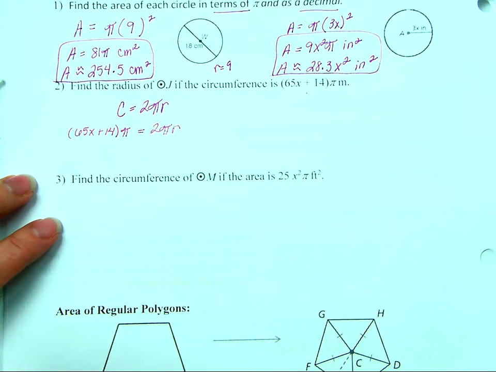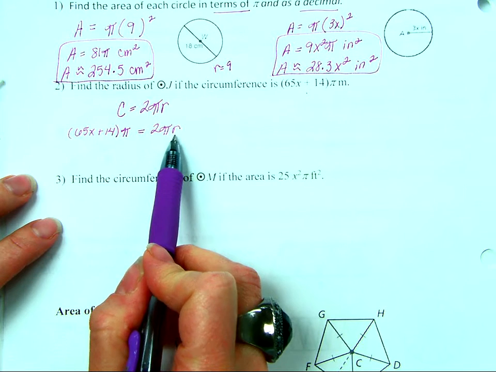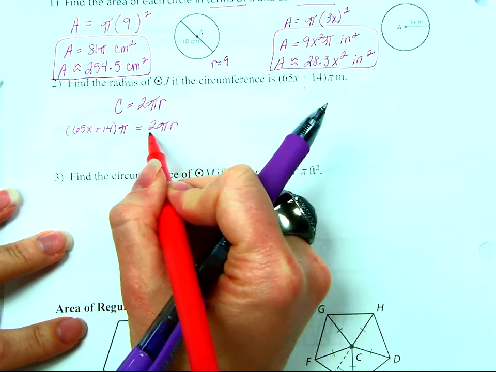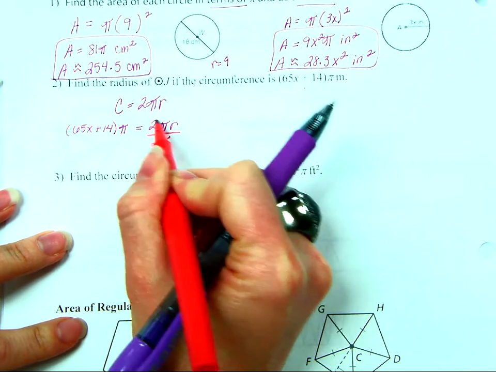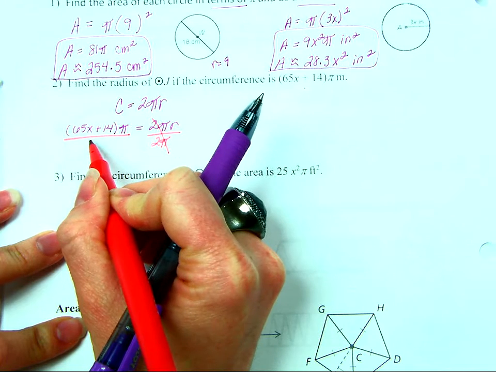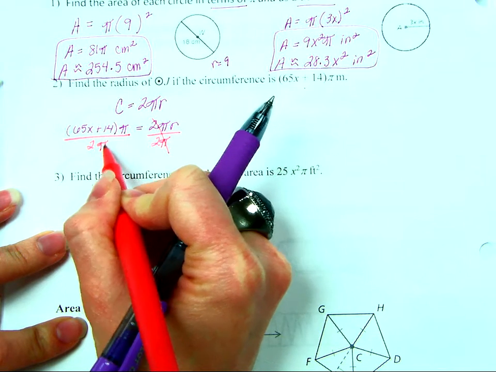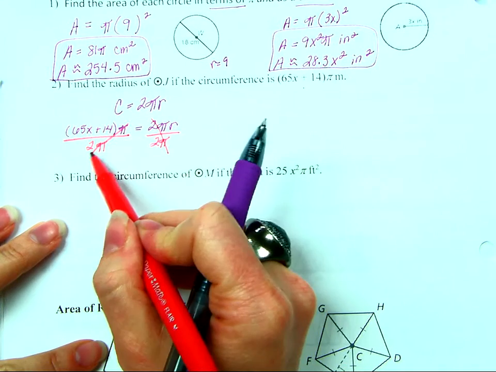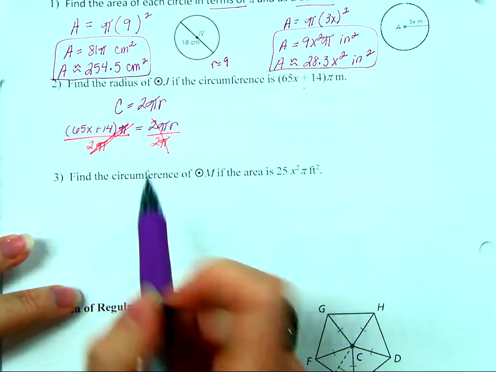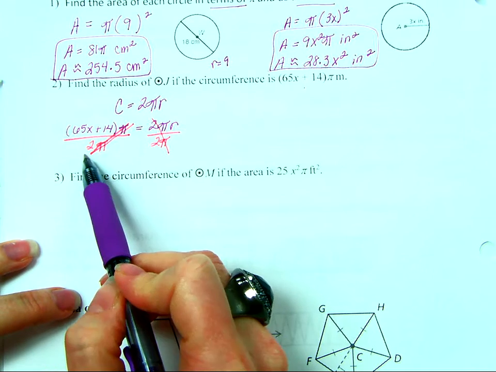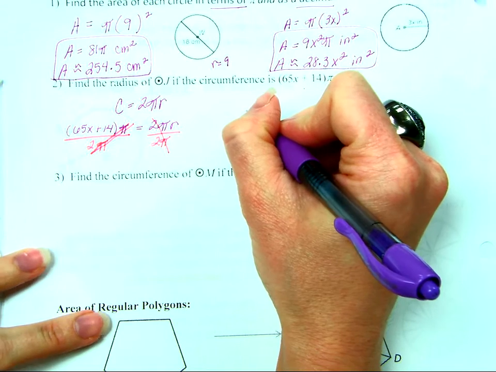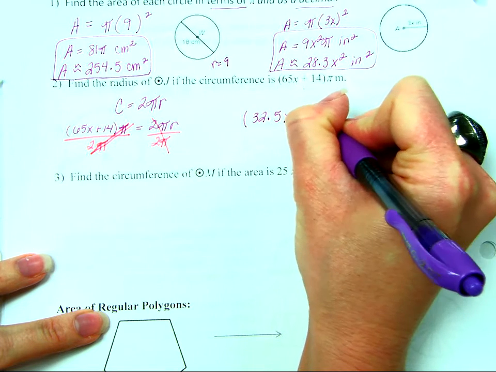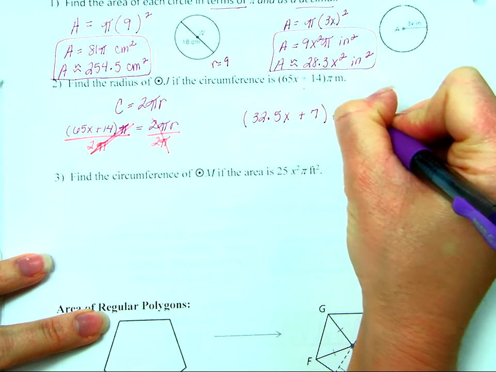This is set up pretty easily so that I could go ahead and solve for r, right? If I wanted to solve for r, I want to get r by itself. These are being multiplied, so I'm just going to go ahead and divide by 2 pi. Well, what happens here? Actually, my pi's are going to cancel out, and I'm just going to think about taking the 6.5x plus 14 and dividing by 2. So what I would be left with is 3.25x plus 7 meters would equal my radius.